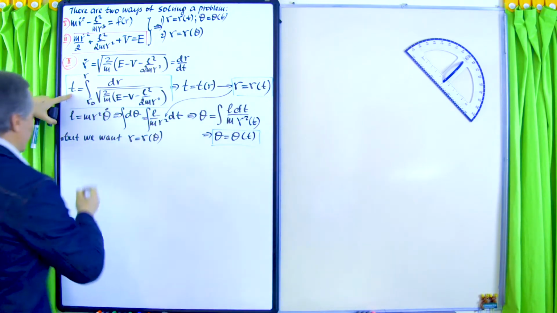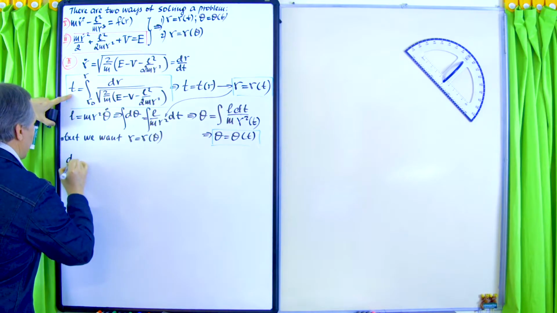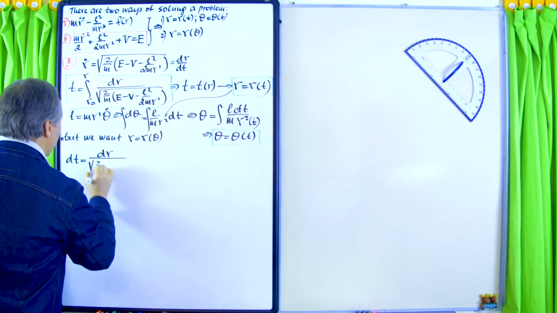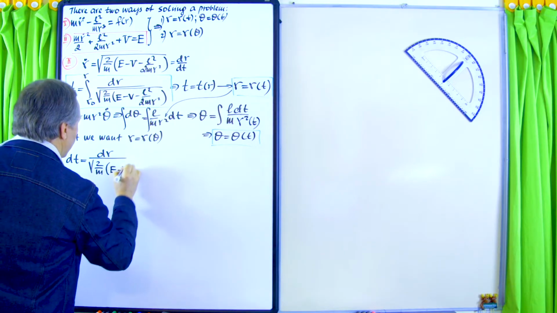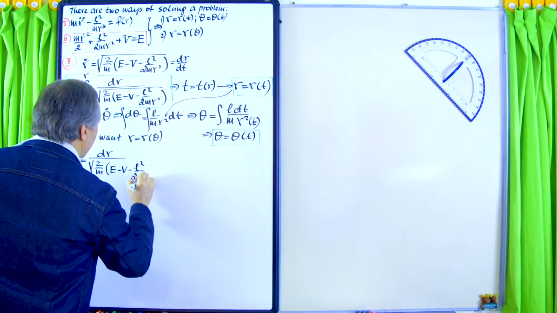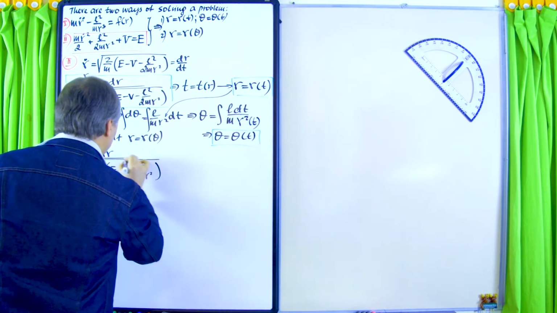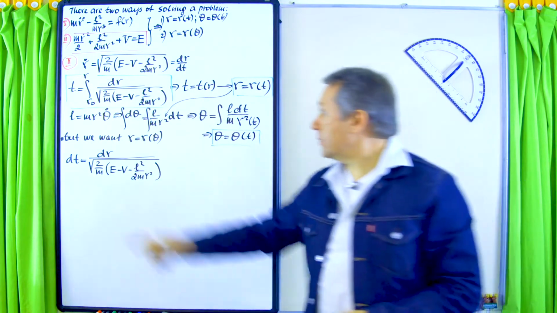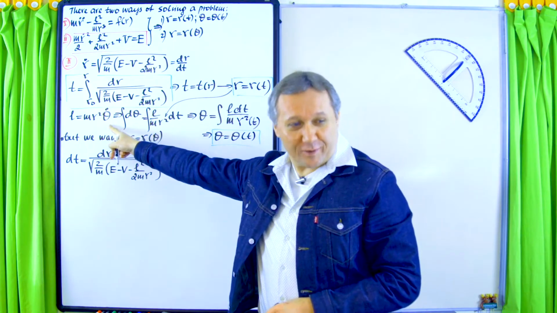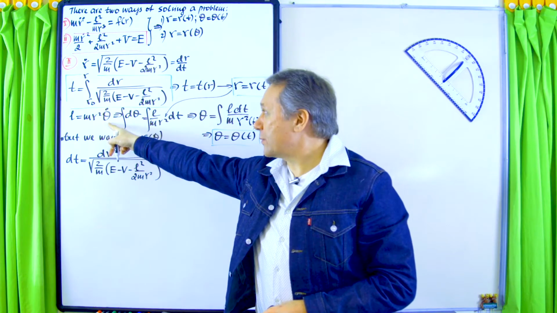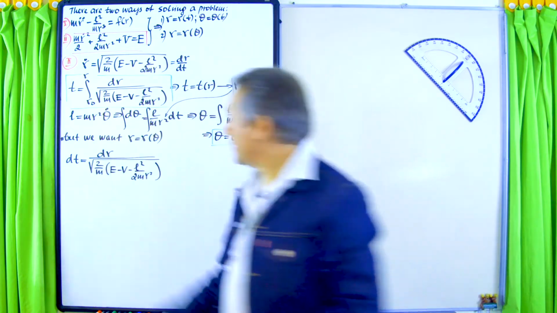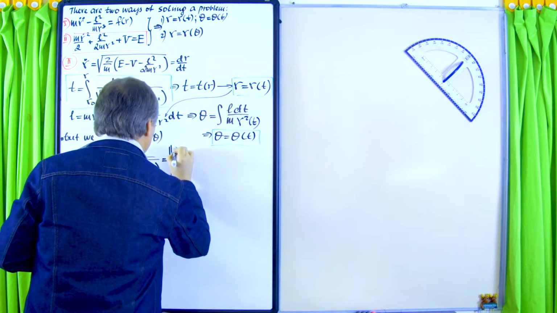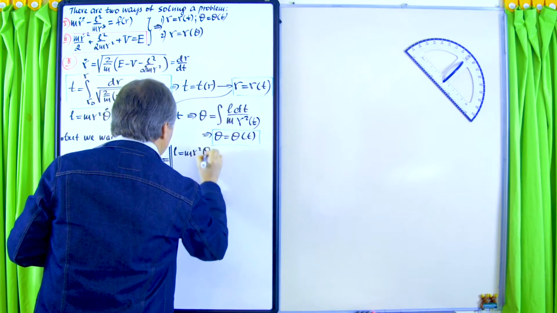So let me write this in a differential form, as I told you. dt equals dr divided by the square root of 2 over m times (E minus V minus L squared over 2mr squared). So how can we get rid of time and insert theta? We can use the first integral of motion. We can get dt from here and replace it. Let me open my explanation box to show that I'm using this: L equals mr squared theta dot.